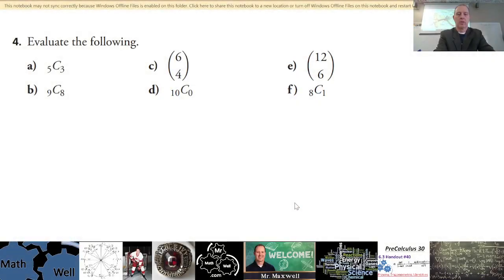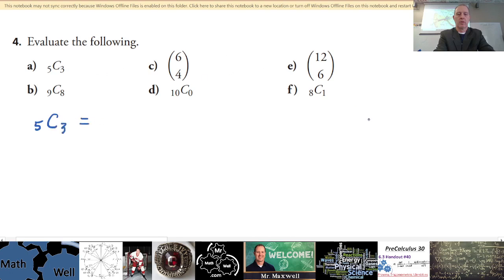All right, so this is 4.6, Foundations of Math 30, and we are talking about combinations, of course. For number 4, it's pretty basic, just evaluate the following. Obviously you do have an nCr button on your calculator, which I encourage you to use. However, you will still need to show that you know what the formula looks like.